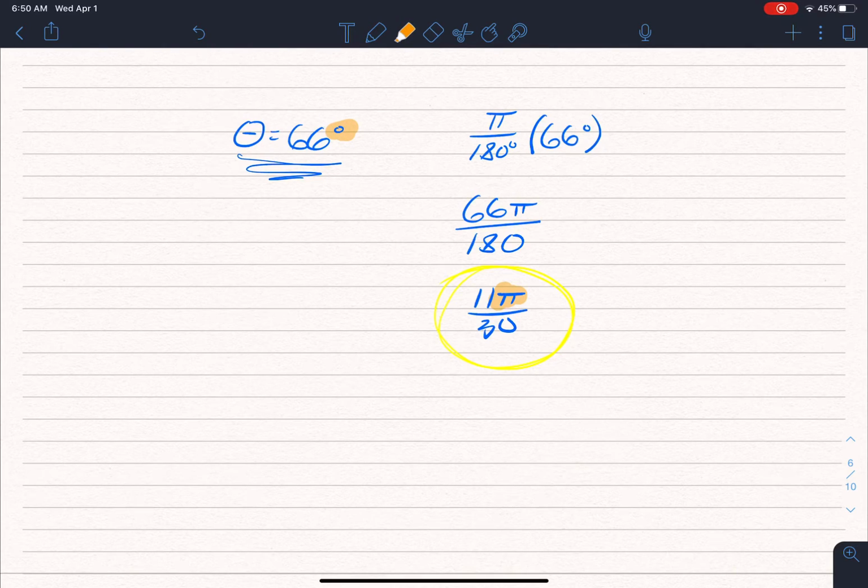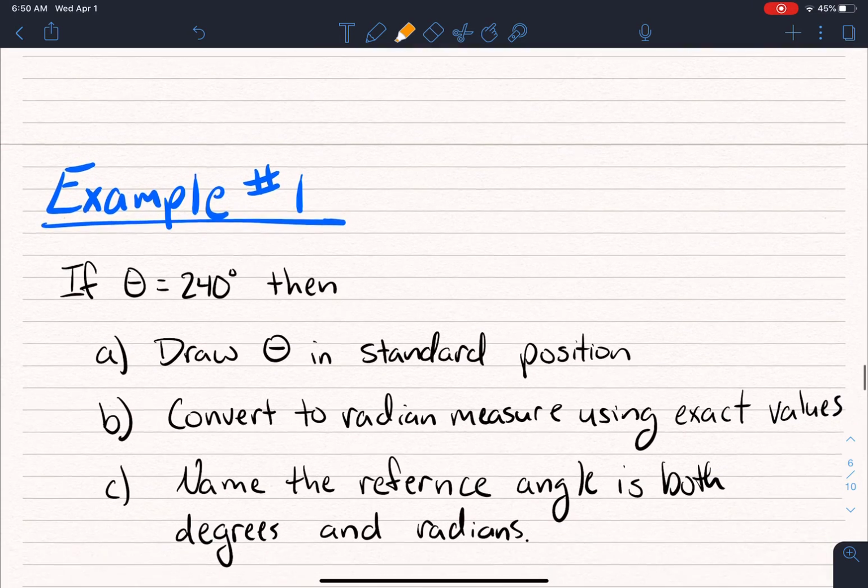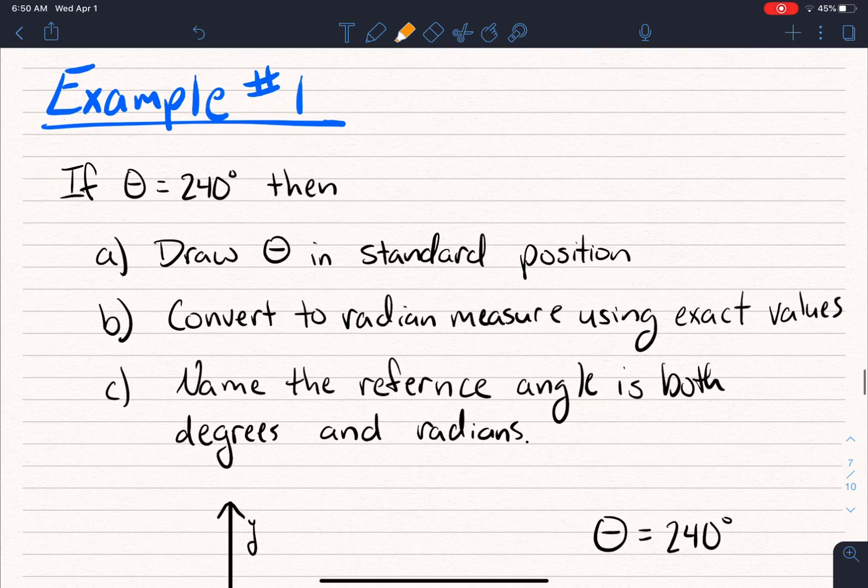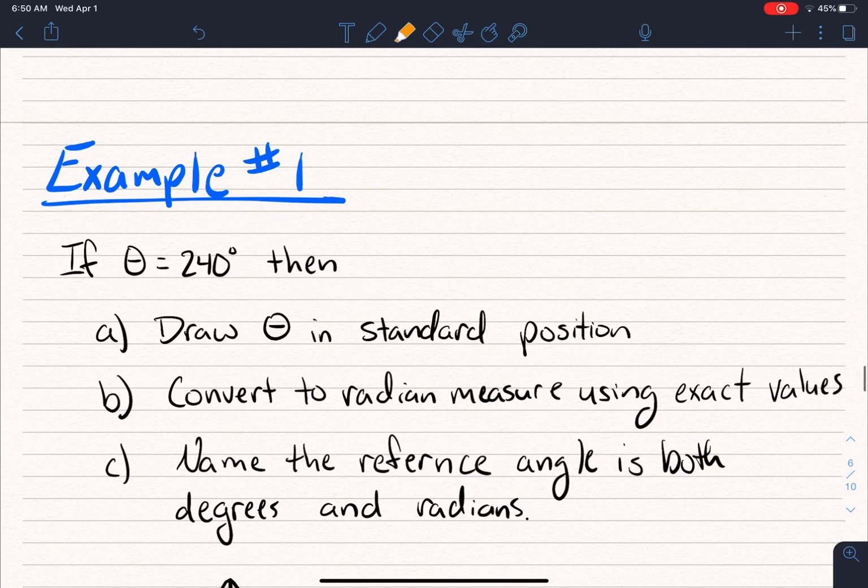I want to do one example for you this morning, and then hopefully this will be a great lead into your homework. Let's take a look at example number one. It says, if theta is 240 degrees, then first, draw theta in standard position. Second, convert to radian measure using exact values. And third, name the reference angle in both degrees and radians.